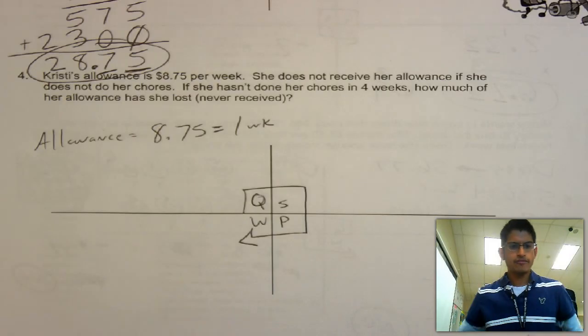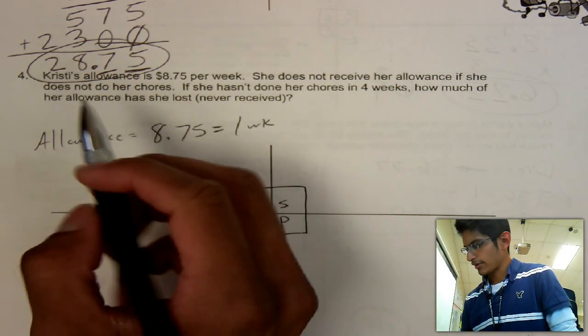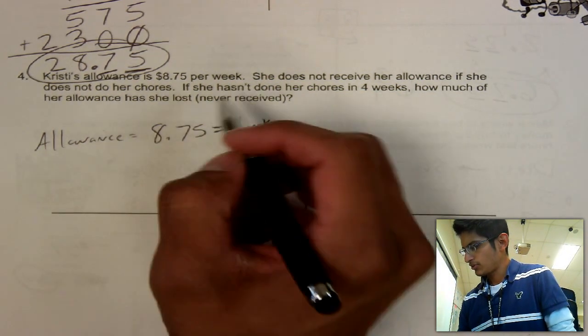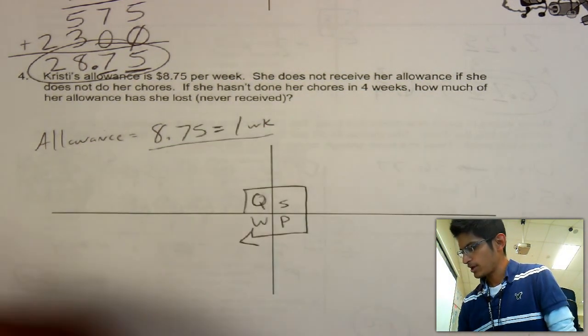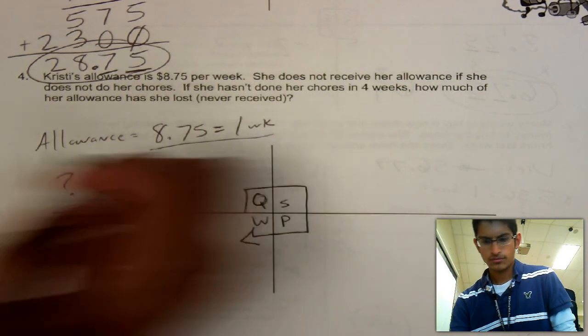All right, and so then for number 4, it says Christy's allowance is $8.75 per week. She does not receive her allowance if she does not do her chores. If she hasn't done her chores in 4 weeks, how much of her allowance has she lost? So the information here is that her allowance, that's how much money she gets, is $8.75 per week. And how much money will she make in 4 weeks?